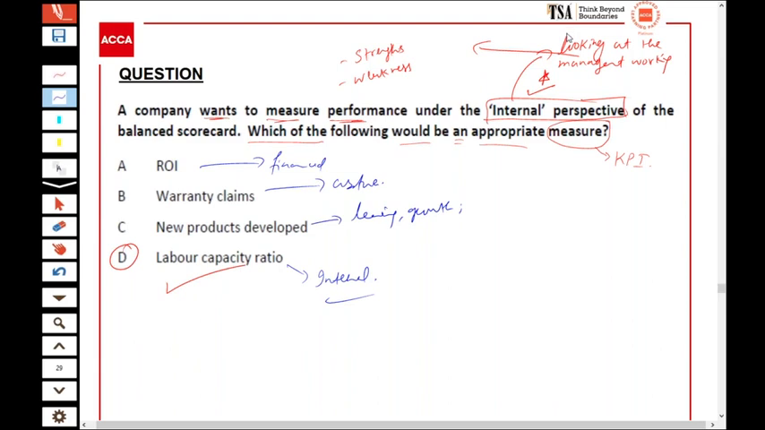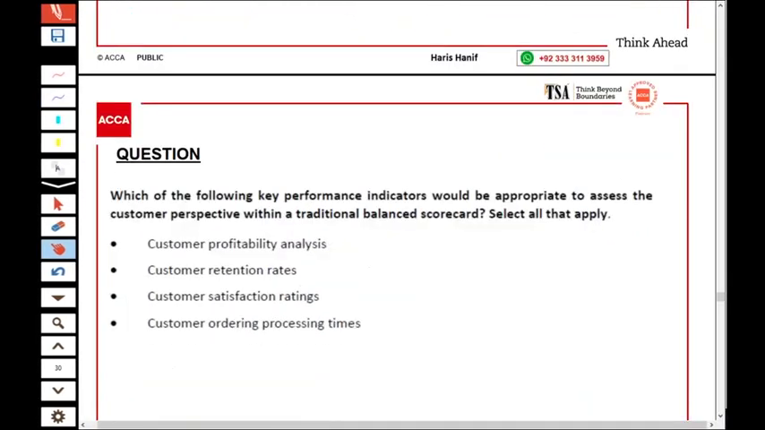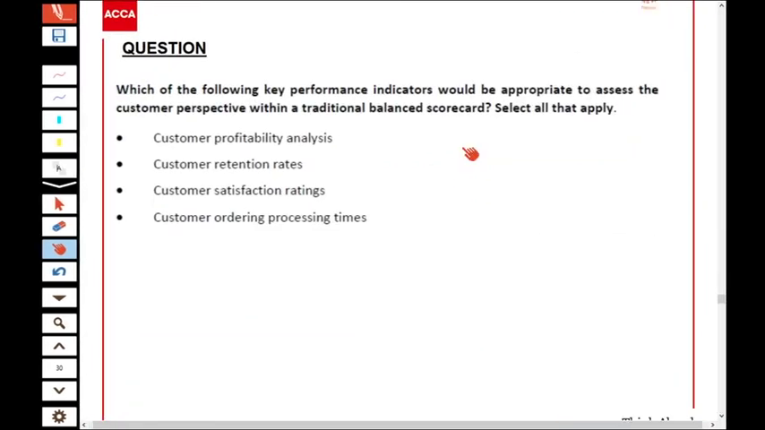Now I'm going towards the next slide in which you will be receiving one more question. And this is a very good question. Select all that apply. Which of the following key performance indicators, that means measures, would be appropriate to assess the customer perspective with a traditional balanced scorecard? Select all that apply. Come on, give it a try, students, and drop your answer in the question box.